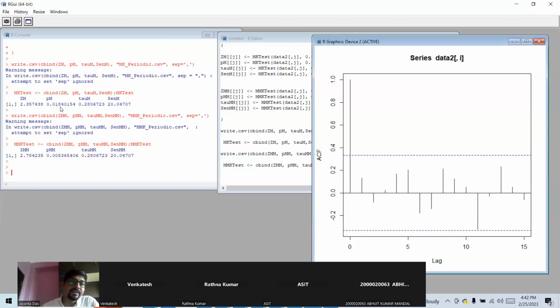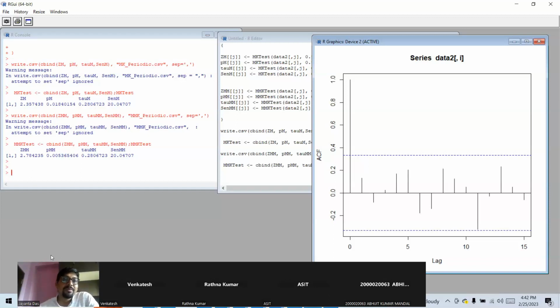If it is less than 0.01, then it is the 99% confidence interval. Simple method. Like this is Kendall tau, we know the correlation of Kendall tau, and it's Sen's slope. Now see, Sen's slope in this case is 20. What does 20 mean? 20 means 20 mm per year.